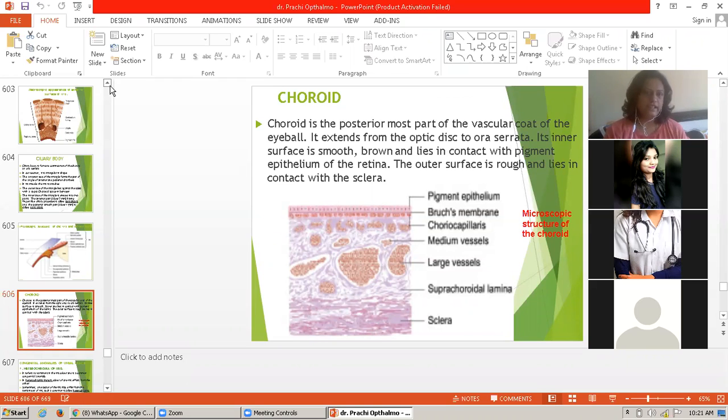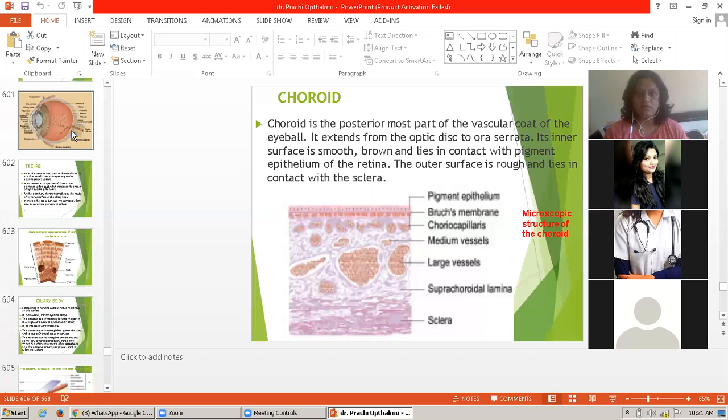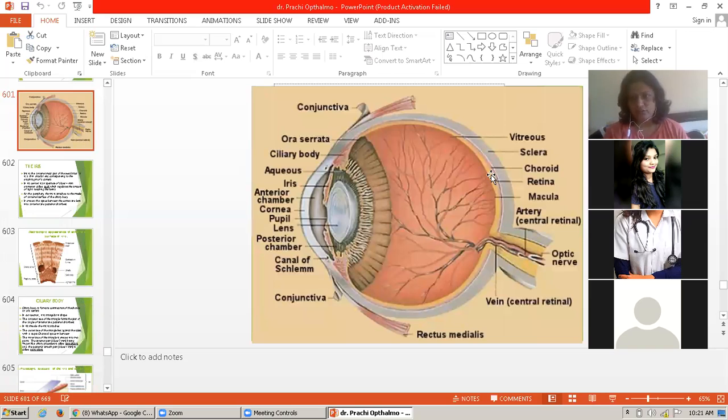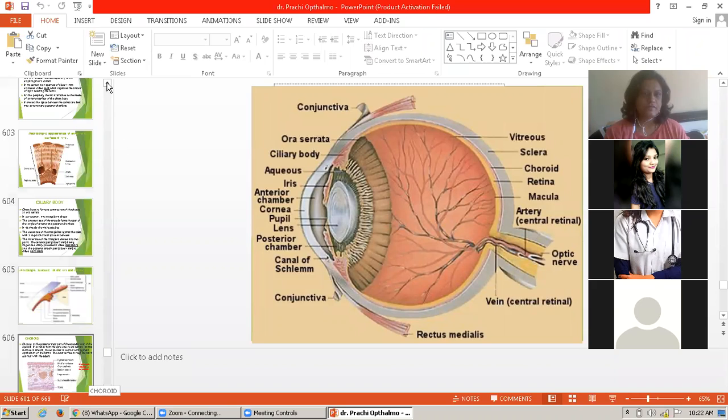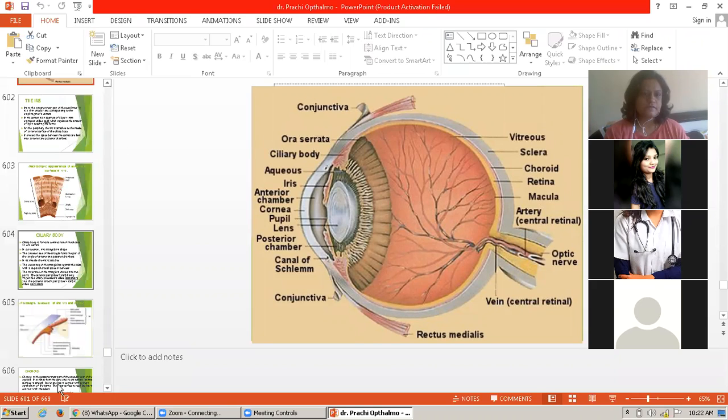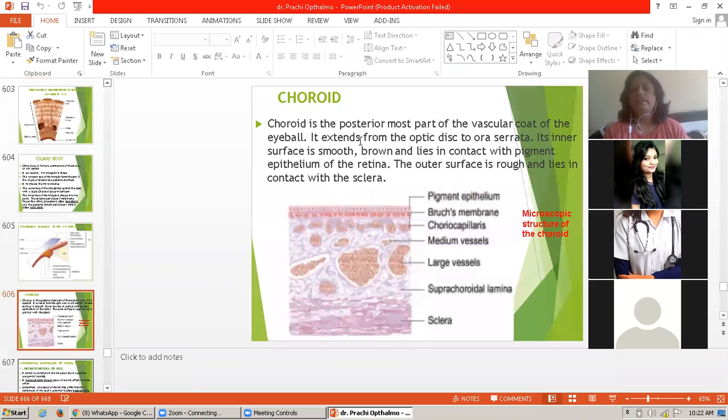When we see the diagram of the eyeball, we can see this is a choroid. This is iris, this is ciliary body, and this one is a choroid. It is placed posteriorly up to the ora serrata anteriorly. It extends from the optic disc to the ora serrata, and its inner surface is smooth and brown and lies in contact with the pigment epithelium of the retina.